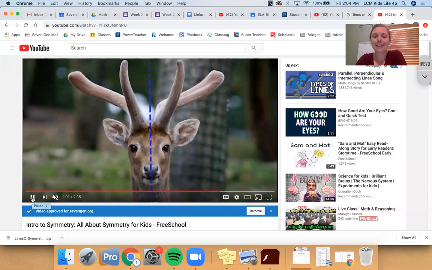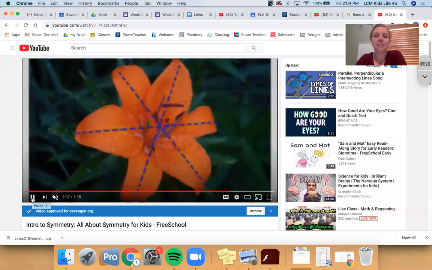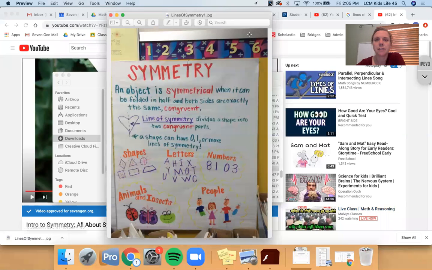Okay, so now they're going into some photographs, which is a little bit different. Some things in nature have lines of symmetry as well. Okay, so the other thing that I want to show you guys is this lines of symmetry anchor chart.